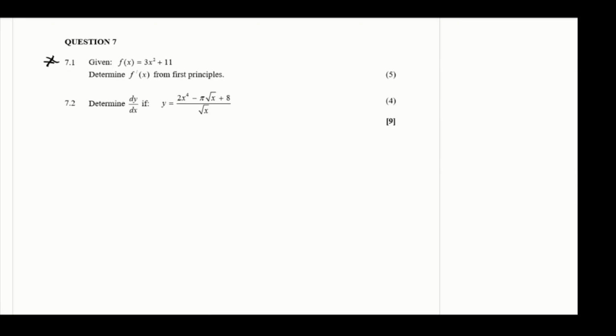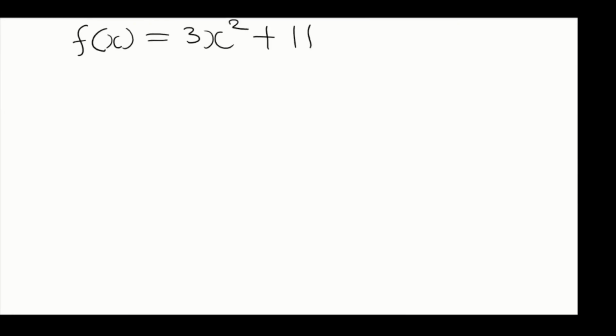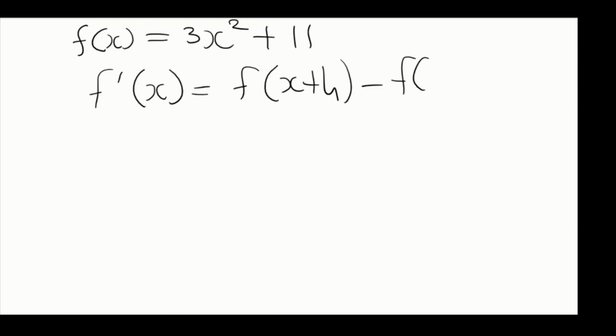Okay, question 7. We have 7.1 here. Given f of x, which is equal to 3x squared plus 11, we are asked to find the derivative using first principles. So f of x is equal to 3x squared plus 11. The formula of first principles is given as f of x plus h minus f of x divided by h. Remember that it is actually a limit when h approaches 0.